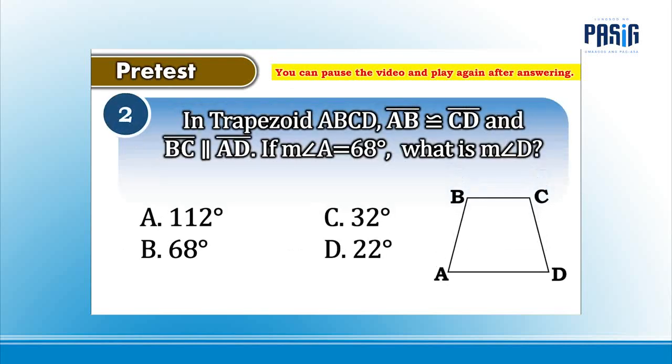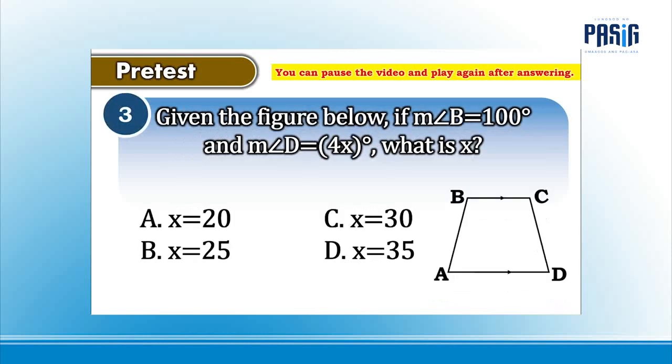Question number 2. In trapezoid ABCD, side AB is congruent to side CD and side BC is parallel to side AD. If the measure of angle A is 68 degrees, what is the measure of angle D? Question number 3. Given the figure below, if the measure of angle B is 100 degrees and the measure of angle D is 4x degrees, what is x?